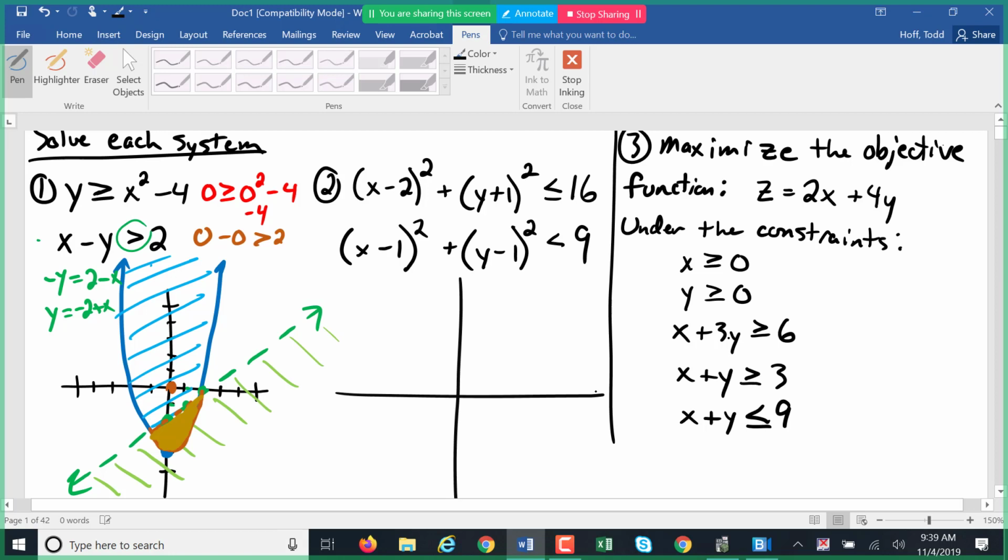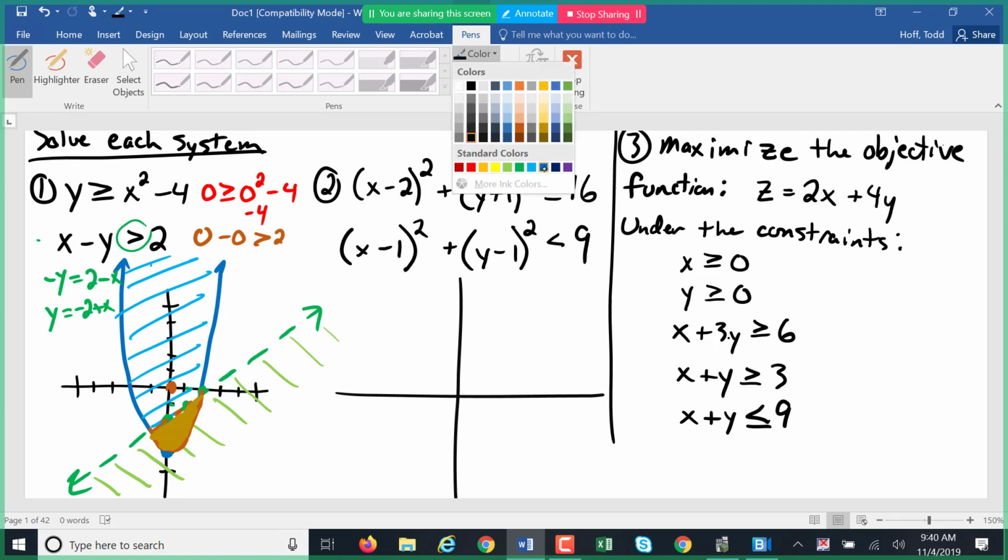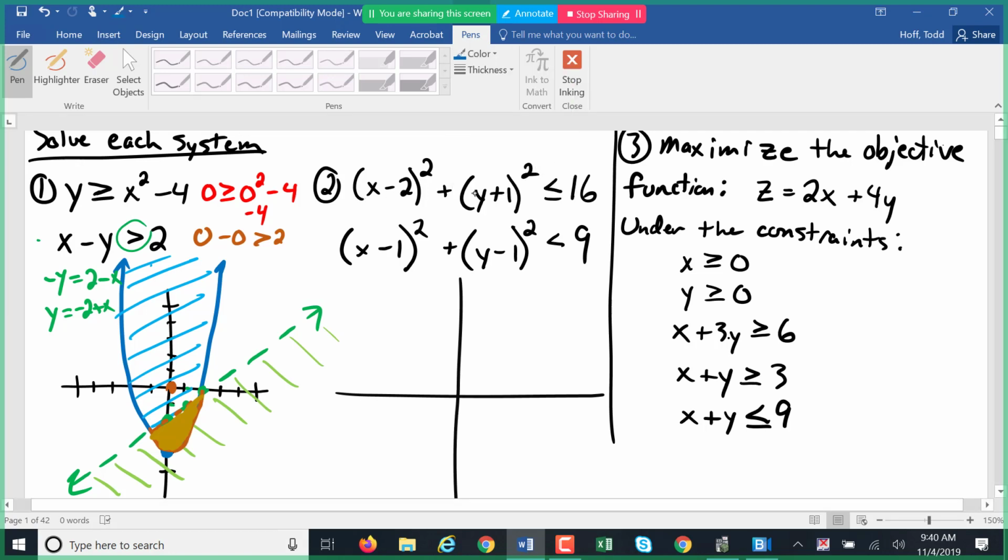Any questions on that first one? Okay, so for our second one over here, we're going to graph the top one. Both of these are in the form of a circle. For the top one, x minus 2 is going to be positive 2, and x plus 1 will be negative 1, so that's our center. r squared equals 16, so that means the radius is 4, so we go 1, 2, 3, 4 in each direction.